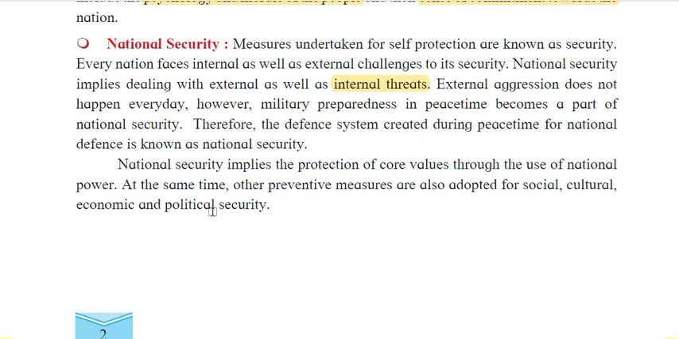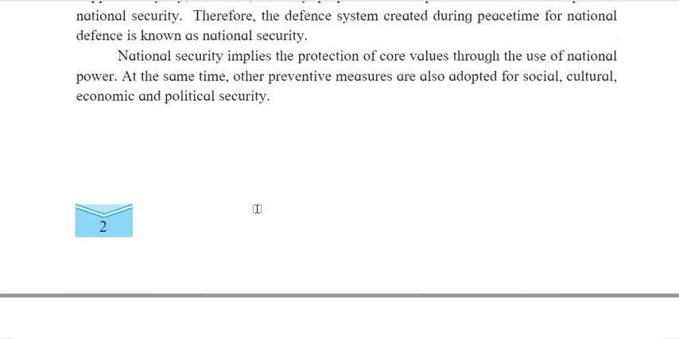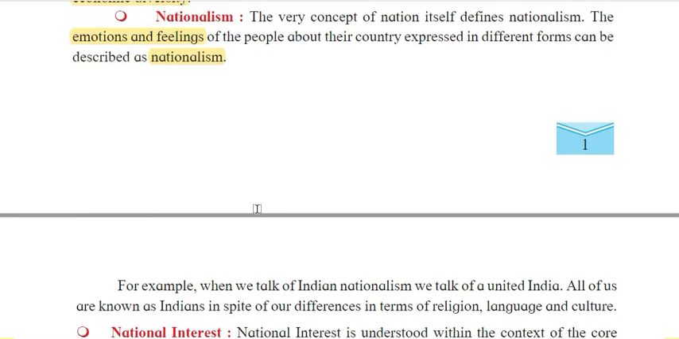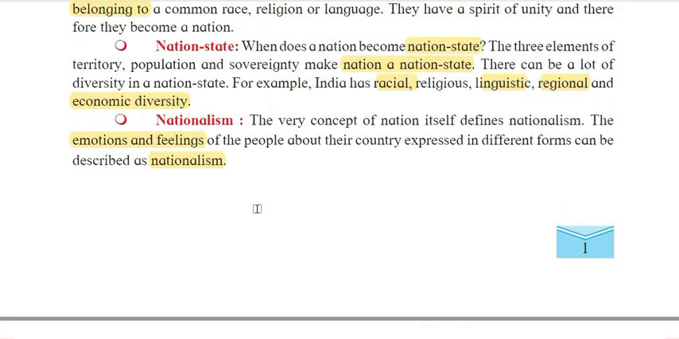Then we have economic and political security. So what is economic security? The security of employment gives us economic security. And what is political security? The right to vote, the decision making process. If in that process the common man is involved, then it is politically secure. If it is not, then it is a dictatorship. Okay, so I hope each and every concept from the national security point of view, whatever we discussed in this chapter, is clear to you.